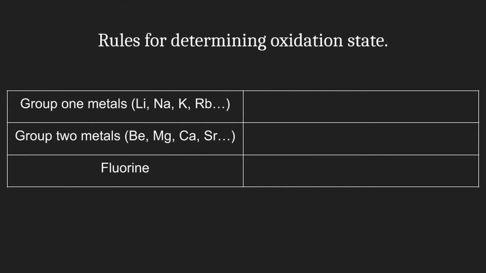To further help us determine an atom's oxidation state, we have some always rules that we can always assume when we do the questions. So the first one is that group 1 metals, such as lithium, sodium, potassium, and rubidium, always have a +1 oxidation state. Group 2 metals, such as beryllium, magnesium, calcium, and strontium, will always have a +2 oxidation state. And the last rule that's always true is that fluorine will always have a -1 oxidation state.